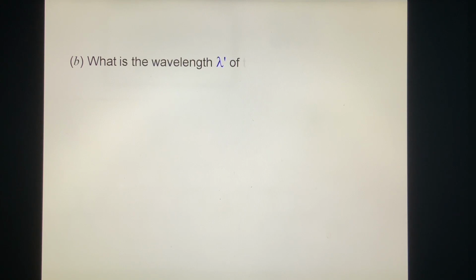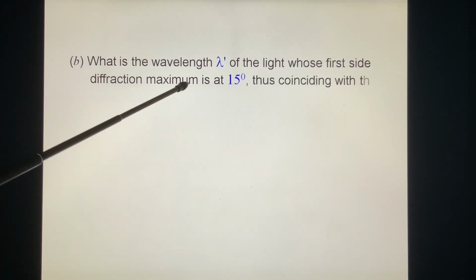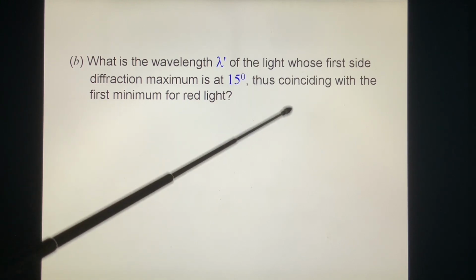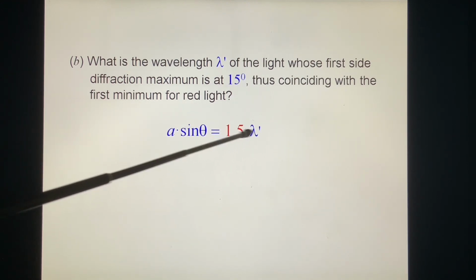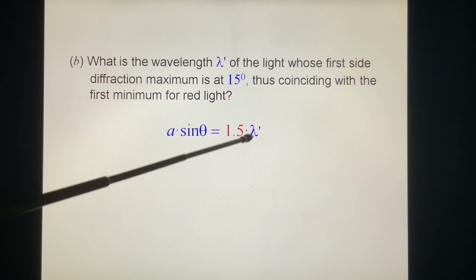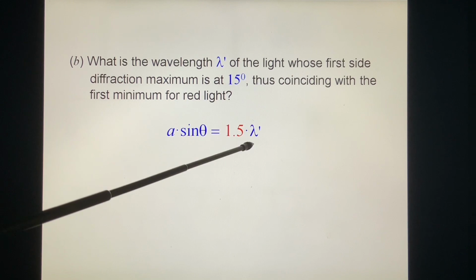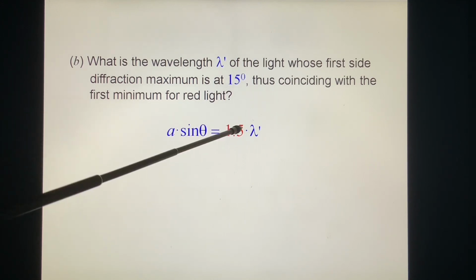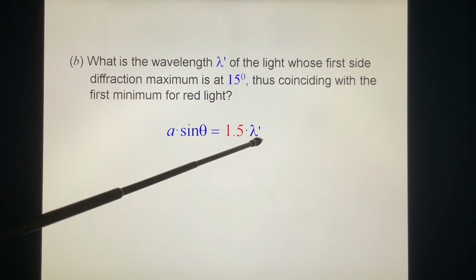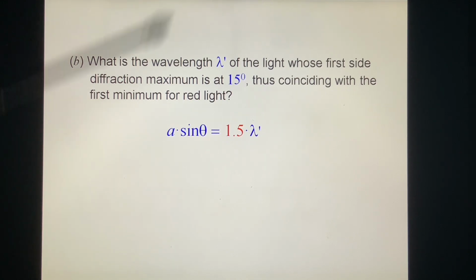Question B. What is the wavelength lambda prime of the light whose first side diffraction maximum is at 15 degrees, thus coinciding with the first minimum for the red line? We have the formula for minimum. The maximum is between two minima, so the maximum formula is not m lambda, it's m plus half. So 1.5 is the first side maximum. Central maximum, first minimum: 1 is the first minimum, 1.5 is the first maximum, 2 is the second minimum, 2.5 is the second maximum.